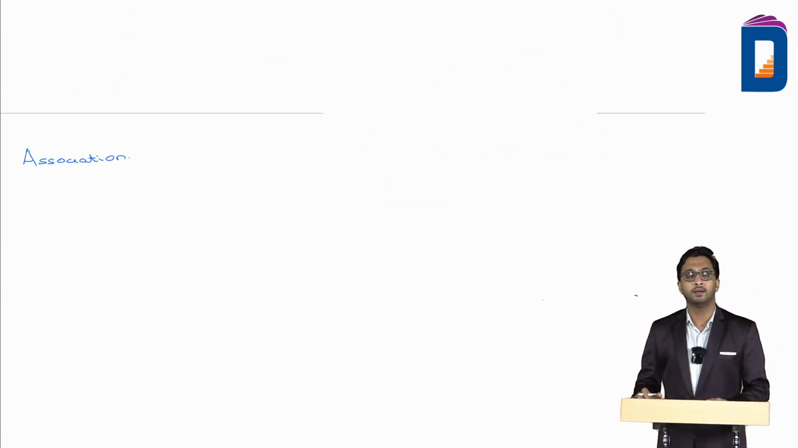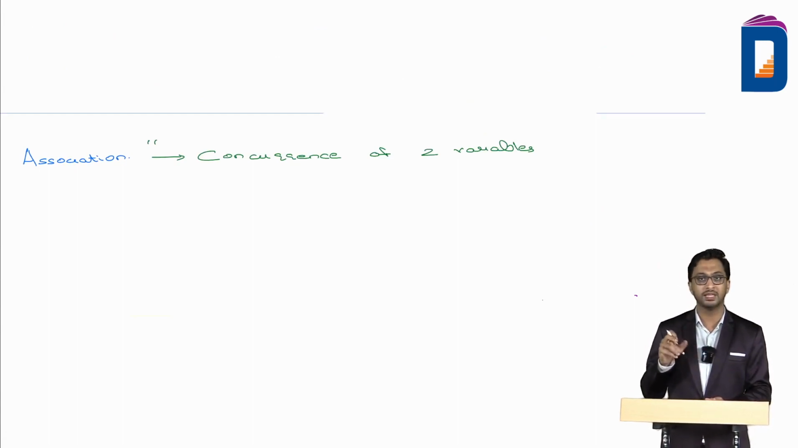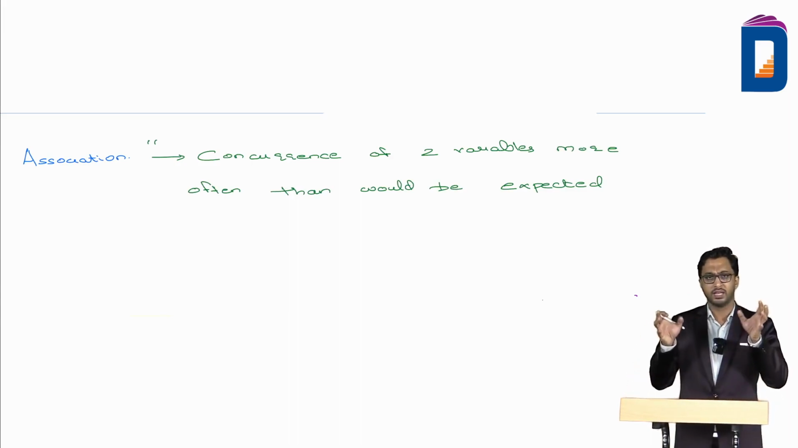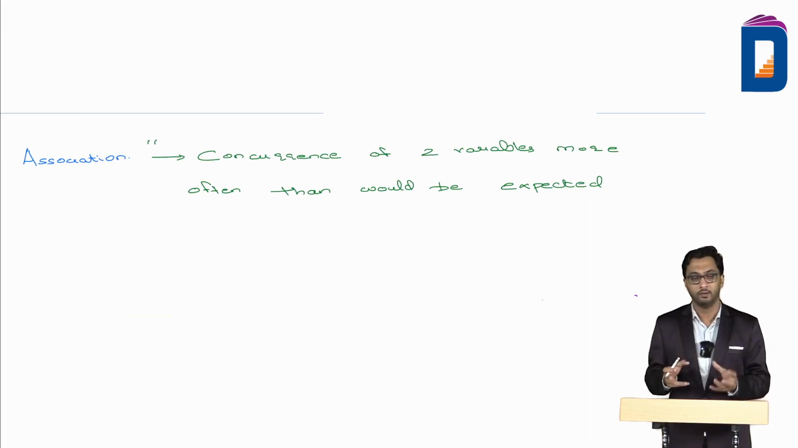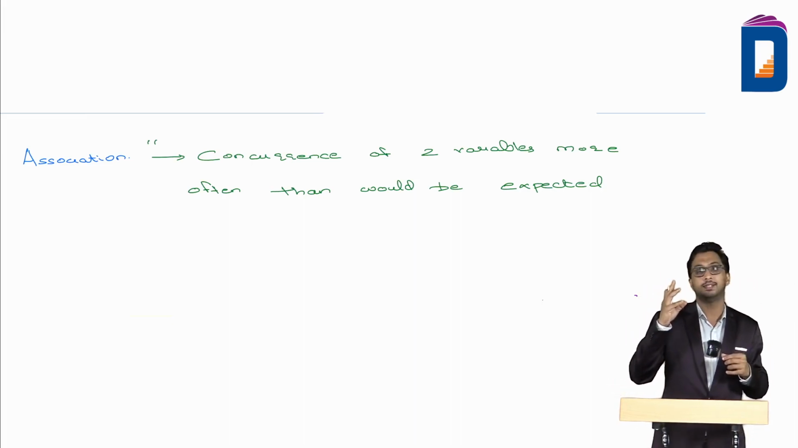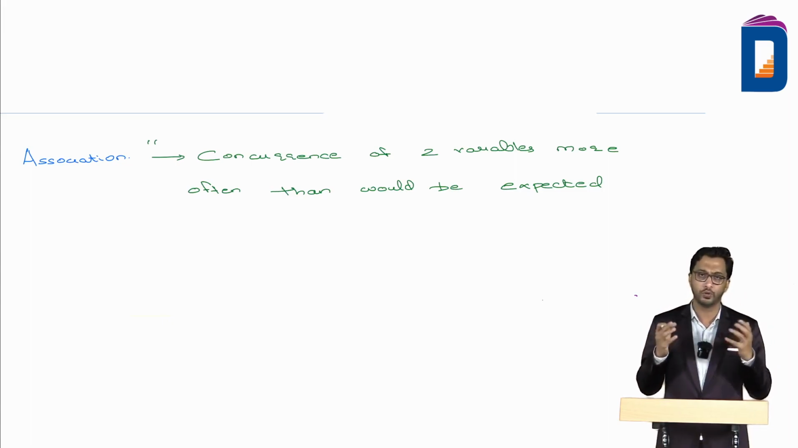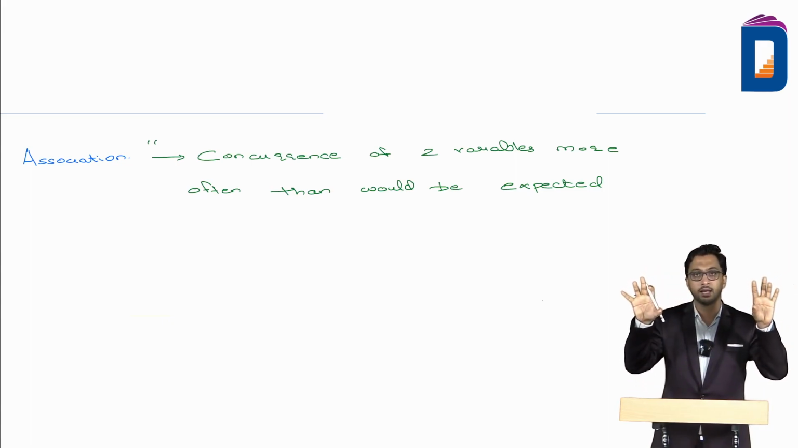Now, if you define the term association, we'll come to know that it's a concurrence of two variables more often than would be expected. Concurrence means both of them occurring together. That is, two variables occurring together. For example, smoking and oral cancer or lung cancer, both of them always occurring together. Two variables or more, in this case two: one variable is smoking, the other variable is cancer.